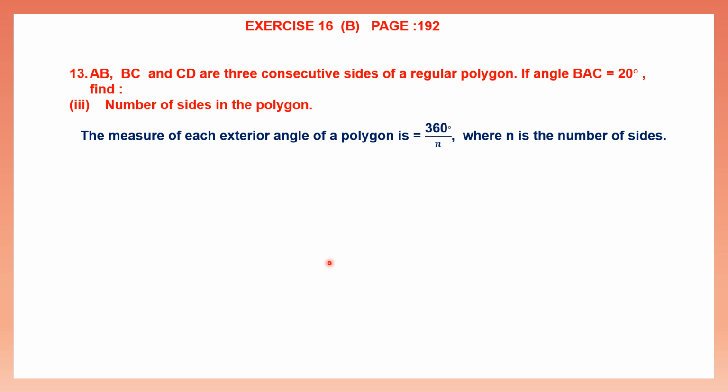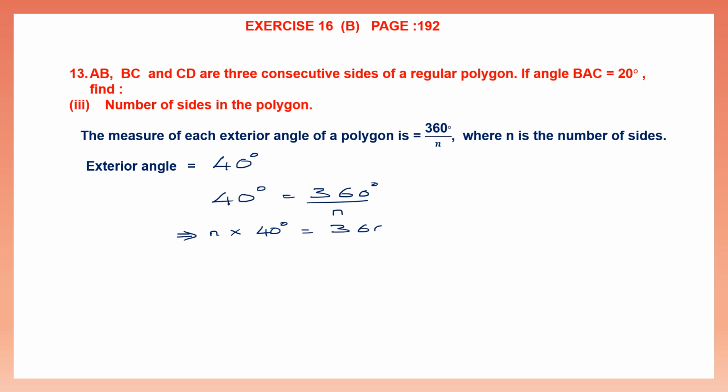Now we found out in the previous question how much the exterior angle is. Exterior angle is 40 degrees. So according to this formula, exterior angle, which is 40 degrees, is equal to 360 degrees divided by n. Now to find the value of n, we can bring n to the left hand side. So here it is division. When it comes here, it becomes multiplication. So this is n into 40. n into 40 degrees is 360 degrees.